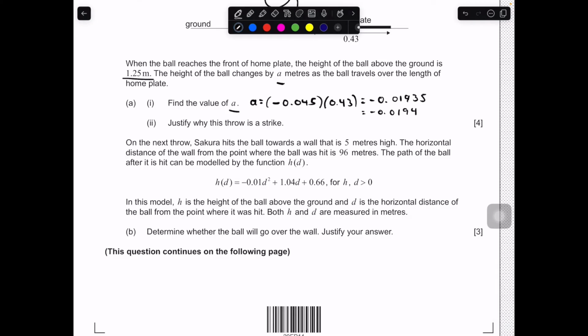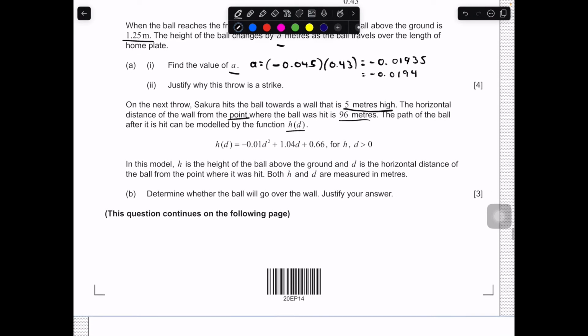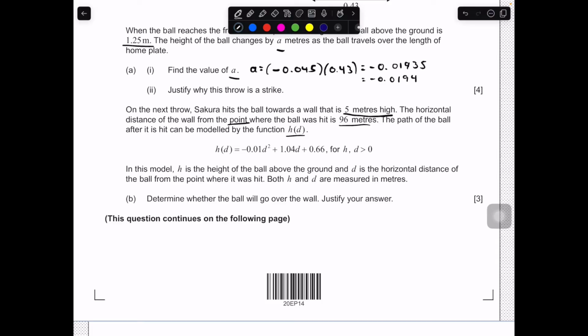On the next throw, Sakura hits the ball towards a wall that is 5 meters high. Okay, so she hit this ball. The horizontal distance of the wall from the point where the ball was hit is 96 meters. The path of the ball after it is hit can be modeled by the function height as a function of horizontal distance. In this model, h is the height of the ball above the ground, d is the horizontal distance of the ball from the point where it was hit. Both h and d are measured in meters. Determine whether the ball will go over the wall. Justify your answer. This is kind of an interesting question, or at least I think it is.